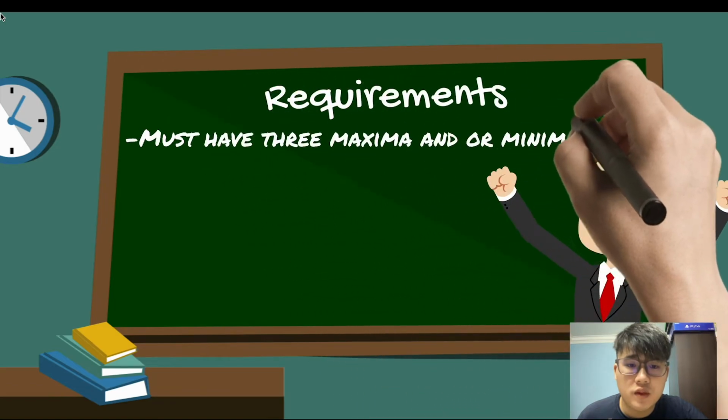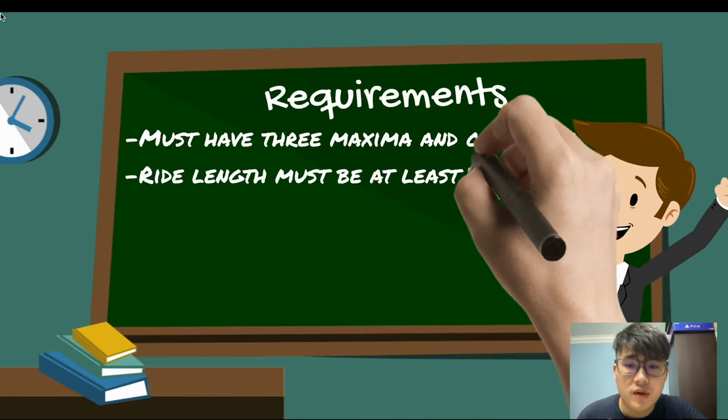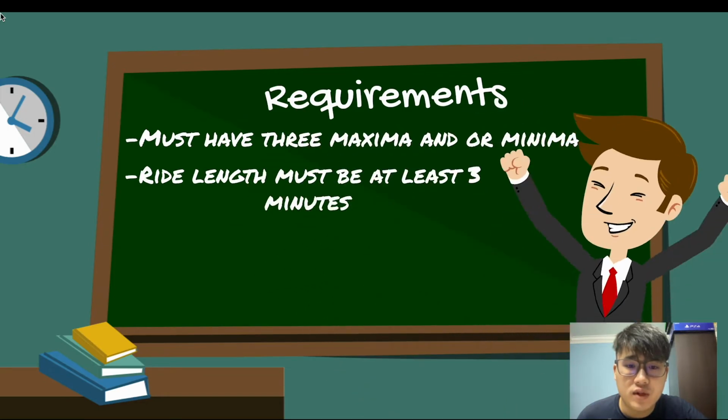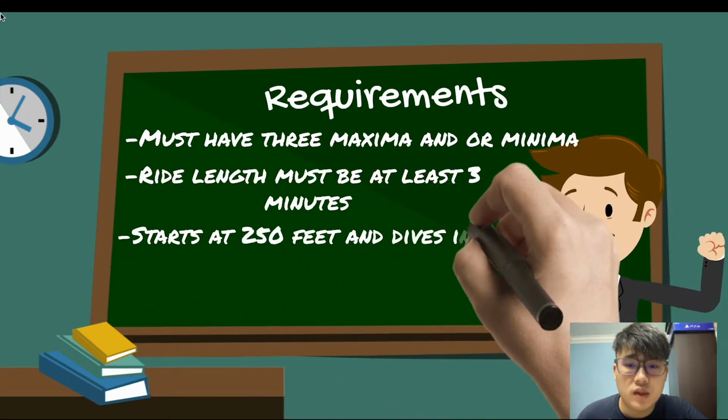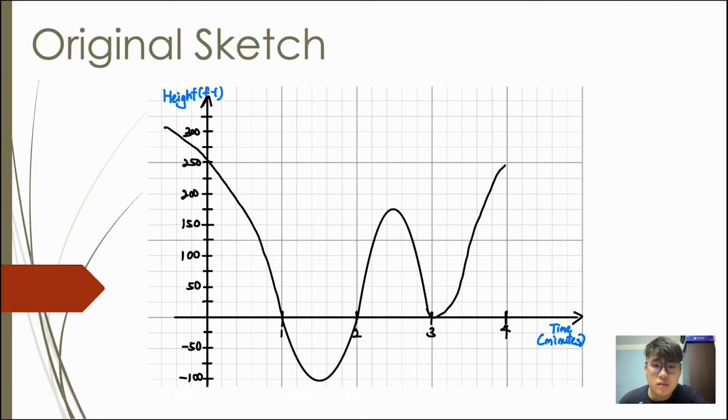There are a few requirements for the project. The first one is that there are 3 maximum and/or minimum points. The second one is the ride length must be at least 3 minutes, and the last one is the roller coaster must start at 250 feet and dive into the ground at least once. Then Mr. Chong starts his project by sketching the graph of the roller coaster track, and this is his sketch.